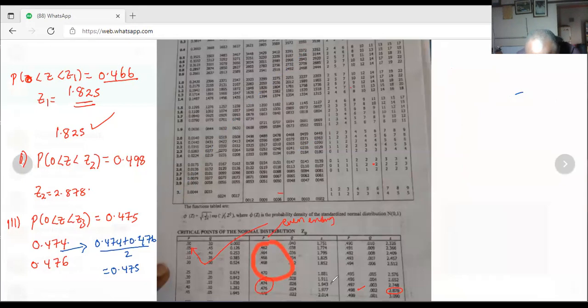Where are you? For 0.474, you are here. For 0.476, you are there. So the Z will become 1.943 plus 1.977 divided by 2. What answer do we get? 1.96. Very correct. Investigate with a Q after we go to the table and also investigate. 1.96. 0.4750. Are we happy?